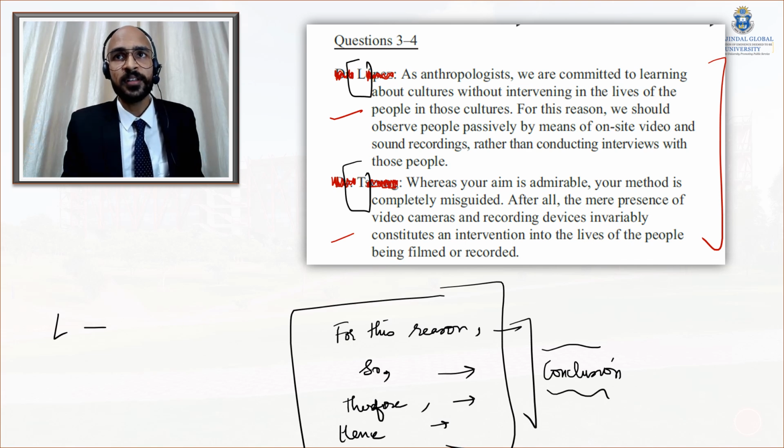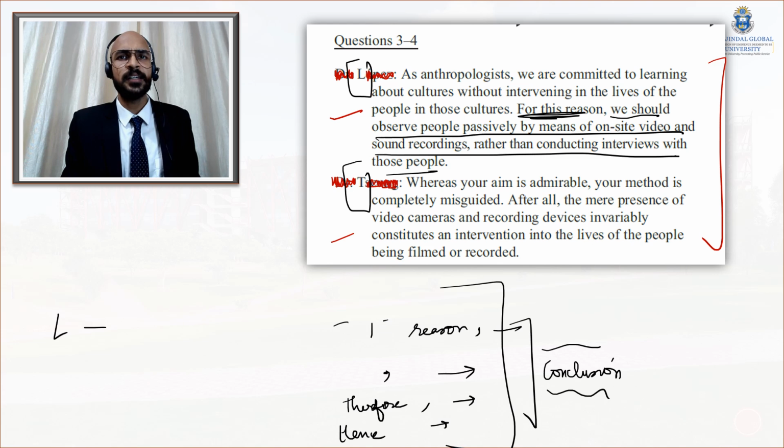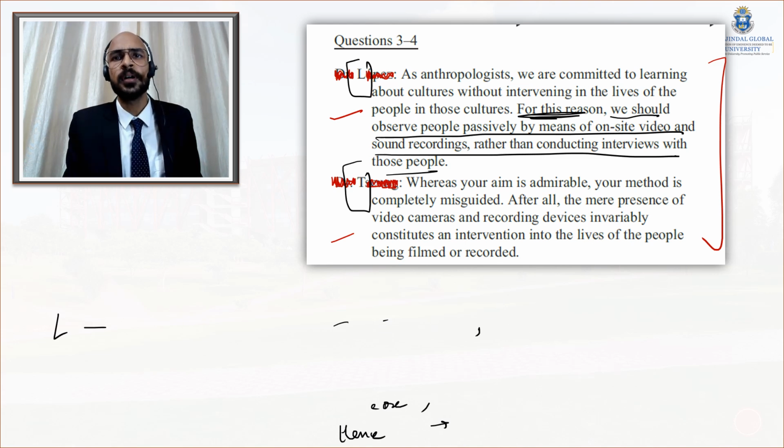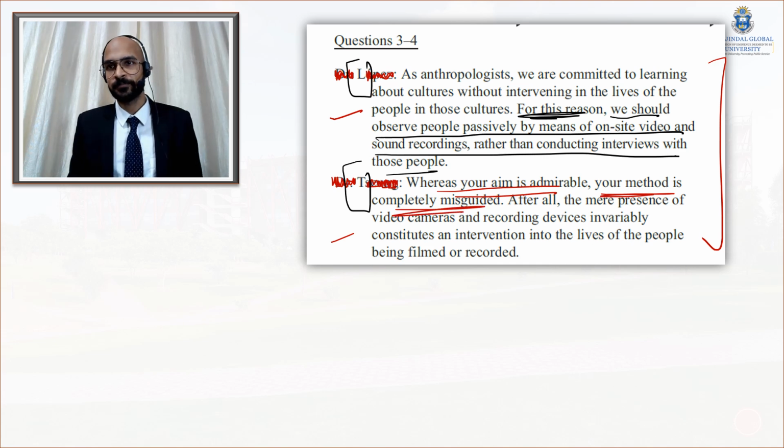So what you see here is that "for this reason" tells you what the conclusion of L is. And before that, it gives you a bit of what his idea is. His idea is that you want to learn about cultures without intervening in the lives of the people in those cultures. Now, what T says is, "whereas your aim is admirable, your method is misguided."